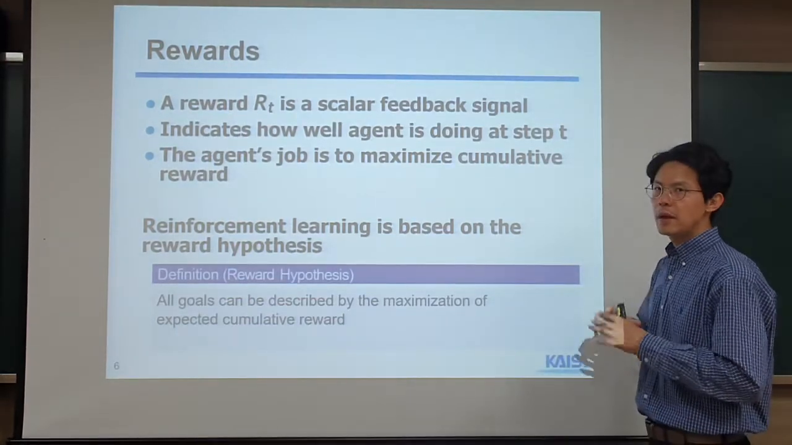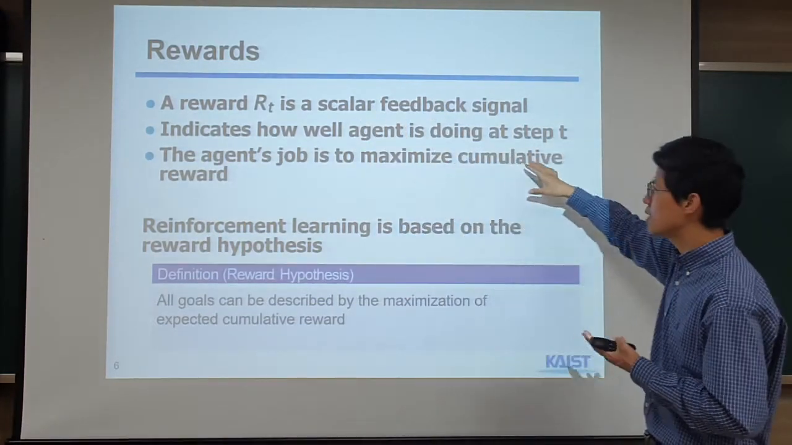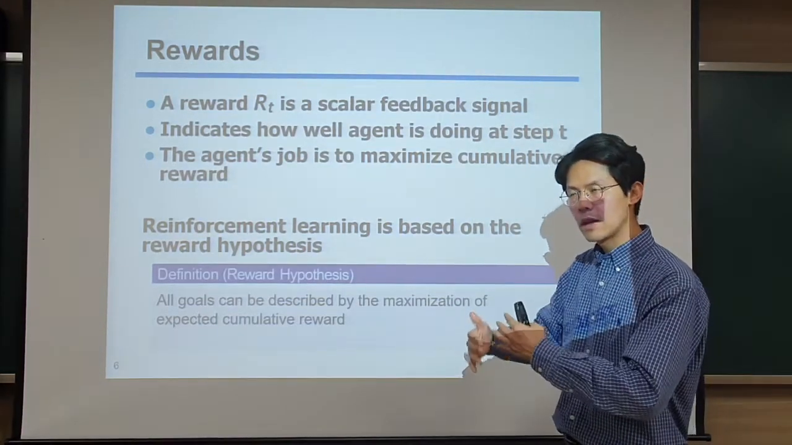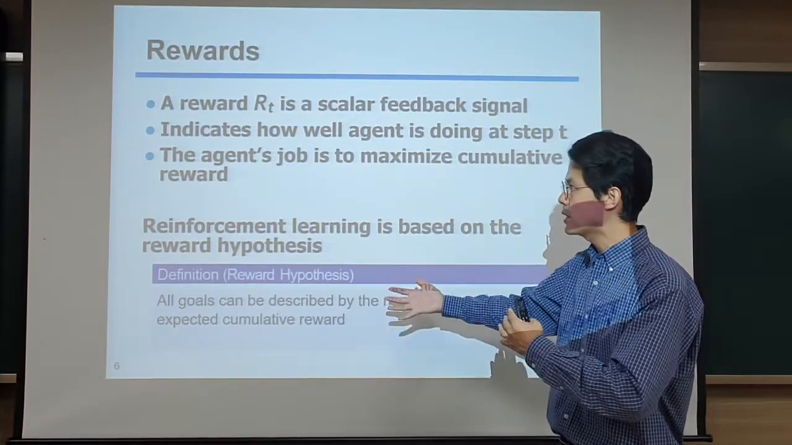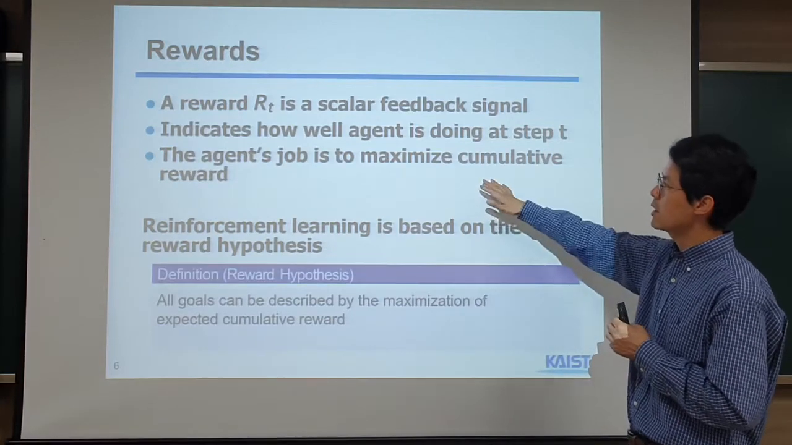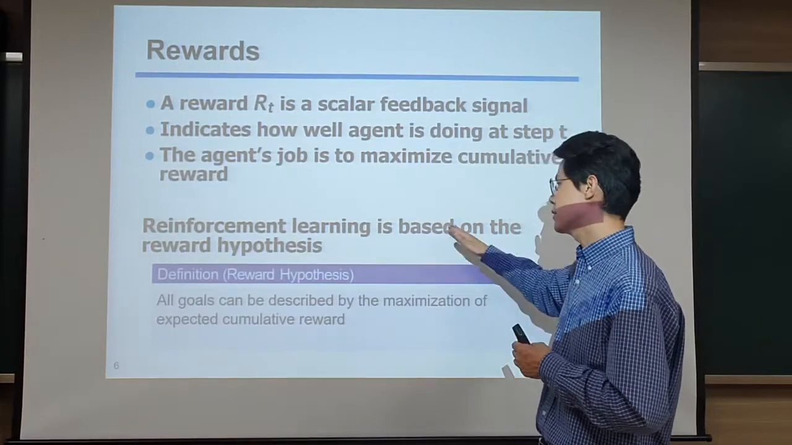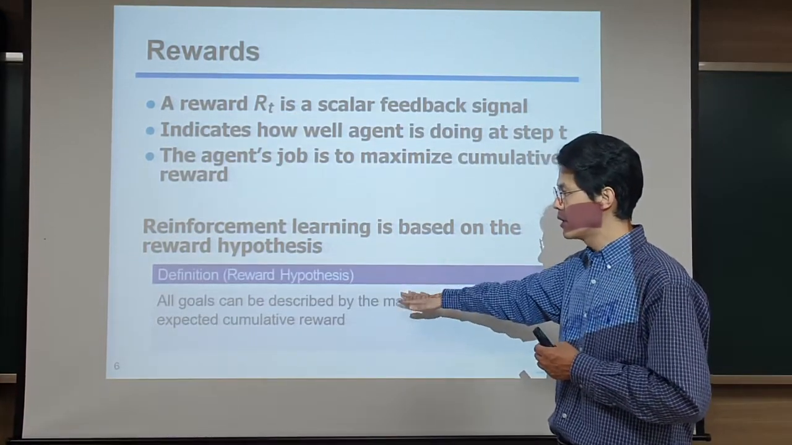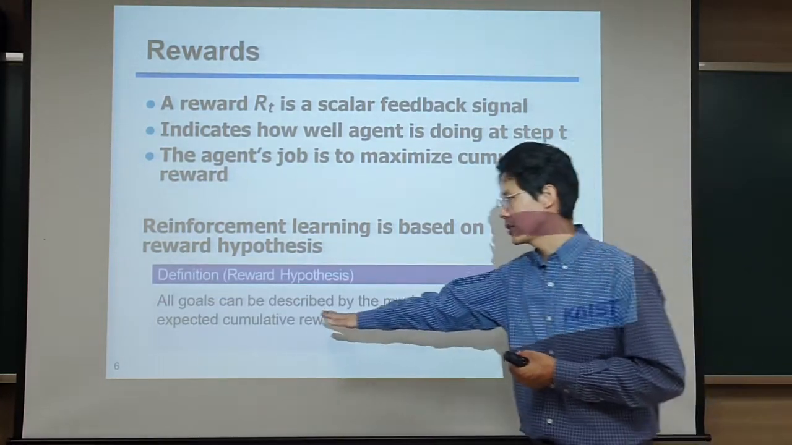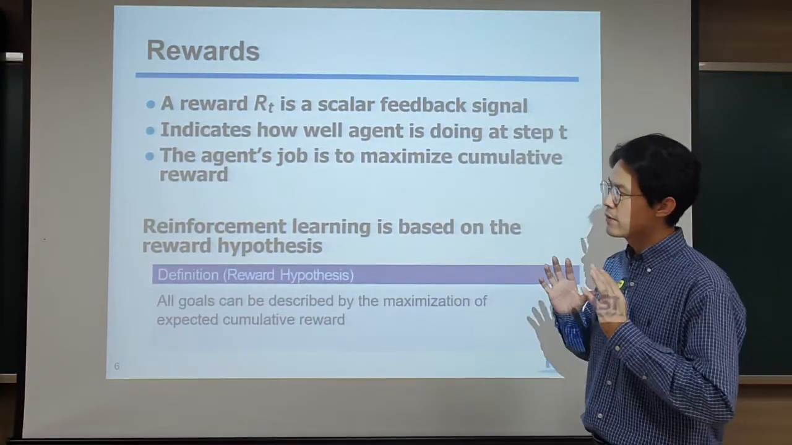The main goal of RL is that we want to maximize the cumulative reward. It means that we take some action, we get a reward, and next time we take another action, we get another reward. Overall, we want to sum all these rewards. In other words, we want to maximize this cumulative reward. This RL technique is based on the reward hypothesis, where we assume that all goals can be described by the maximization of the expected cumulative reward. So the concept of reward in RL is very, very important.